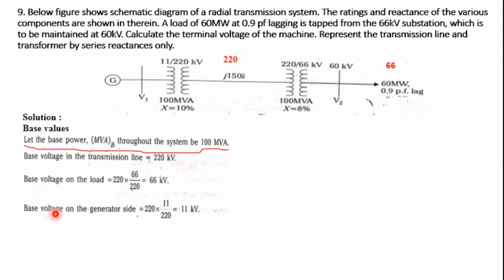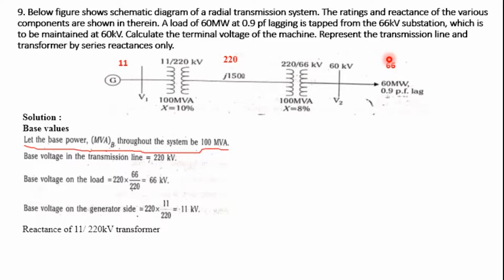Similarly, for the generator side G1, so we know this is LT. Sorry, this is ST, this is LT. LT is equal to ST rating of transformer, which is how much? 220. What is the LT rating? Sorry, this is the transmission line. So LT is equal to ST rating of the line into LT rating of transformer, which is 11, divided by ST rating of transformer, which is 220. So I'll get 11 kV. This formula you should know. Okay, this is the 11 kV. I got the base voltage of the generator, transmission line, and the load.